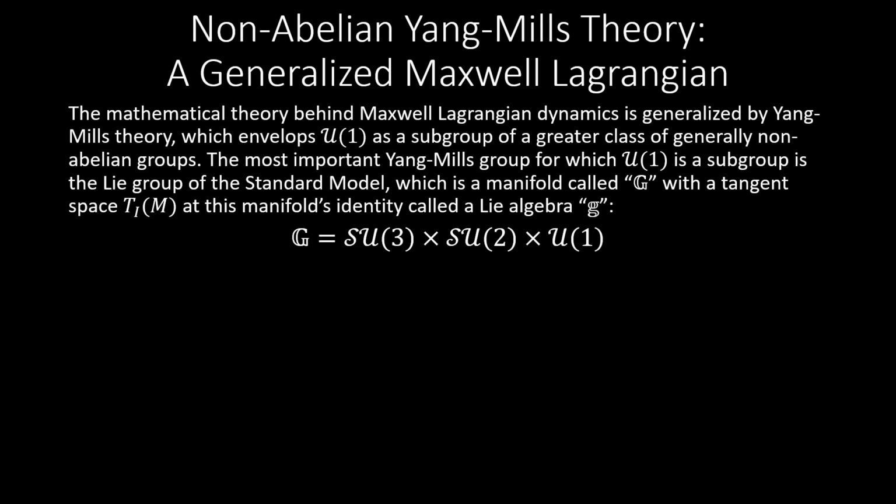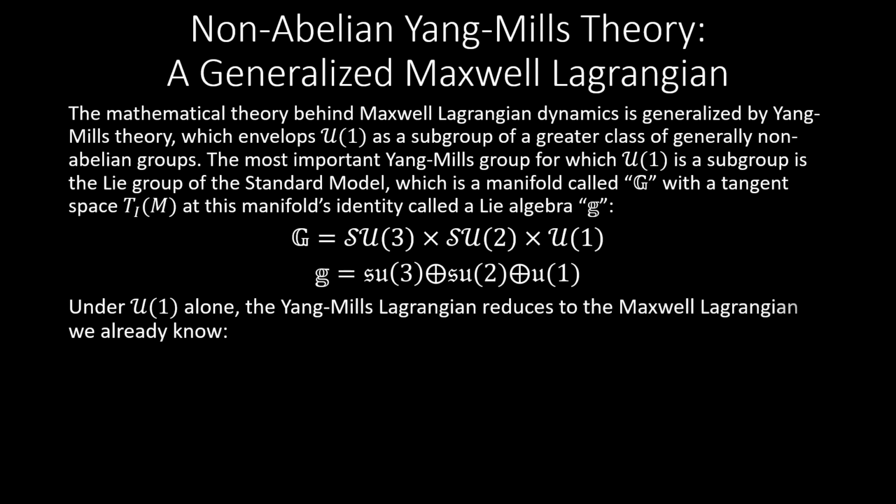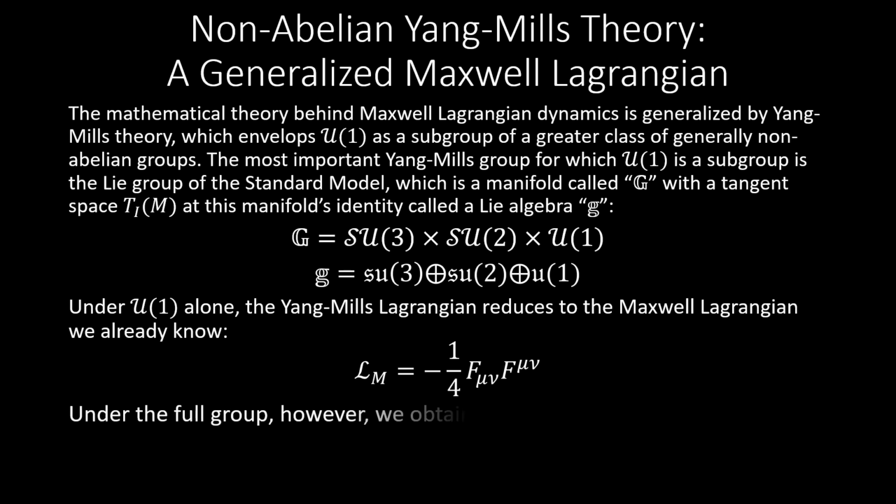So G is equal to the Lie group SU3 cross SU2 cross U1. And its corresponding Lie algebra, its tangent space at identity, is then SU3 plus SU2 plus U1 as a direct sum. Under U1 alone, the Yang-Mills Lagrangian reduces to the Maxwell Lagrangian we already know. So all of electromagnetism, as far as we understand it in the classical theory here, is just a byproduct of this one U1 subgroup of SU3 cross SU2 cross U1. Under the full group, however, we obtain the complete Yang-Mills Lagrangian.